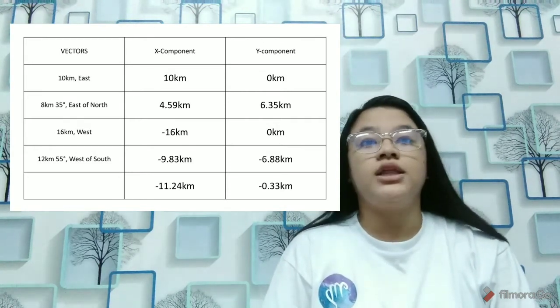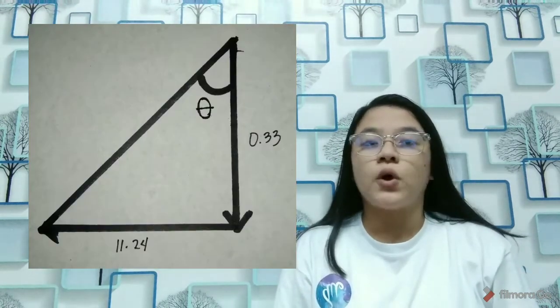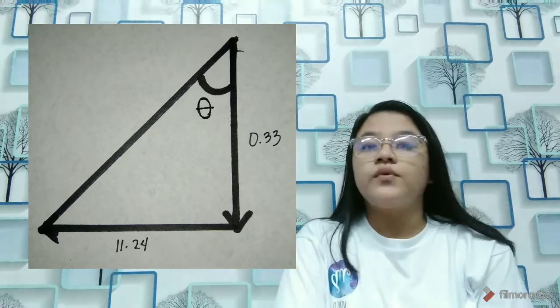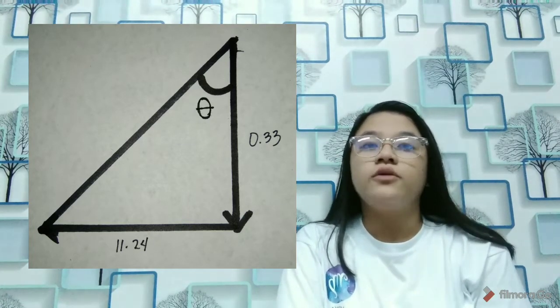Negative 0.33 rather. This means that when the x component is in negative value, it goes to west. And when the y is also a negative value, it goes to south. So, our direction is west of south. Next step we do is to find the final resultant vector. The direction we will use is west of south. It means that from south towards west. Our angle theta is in between the resultant vector and the south side.